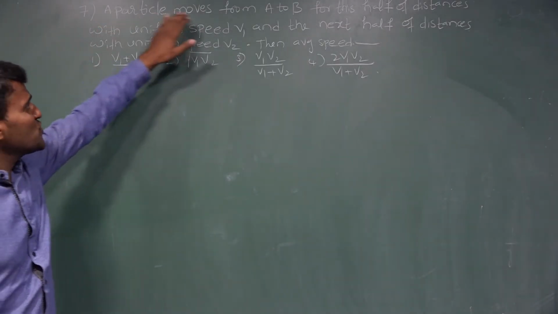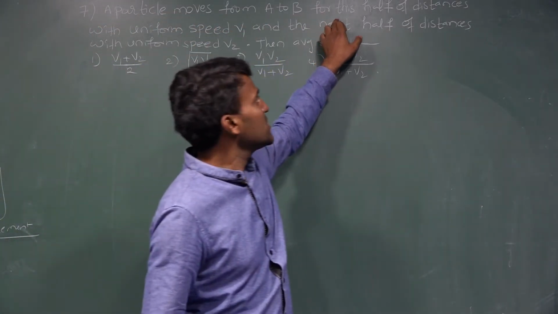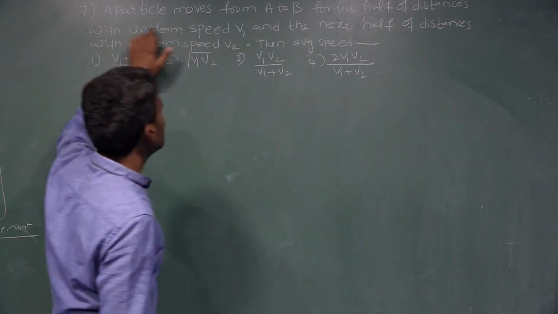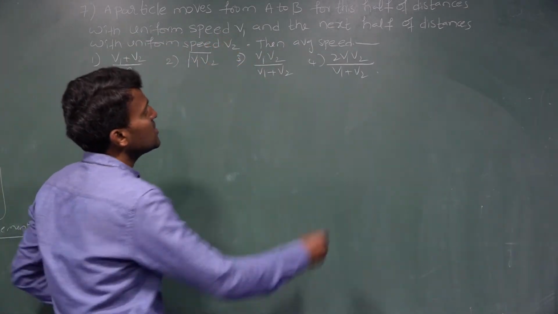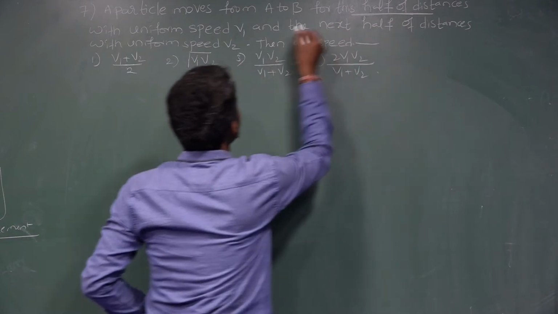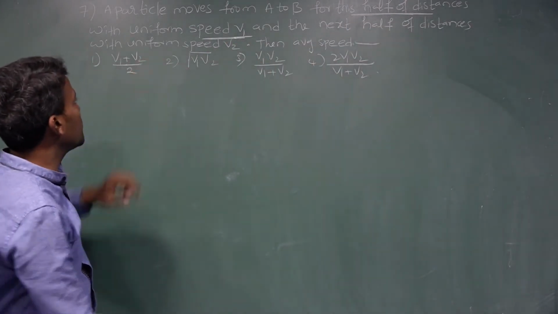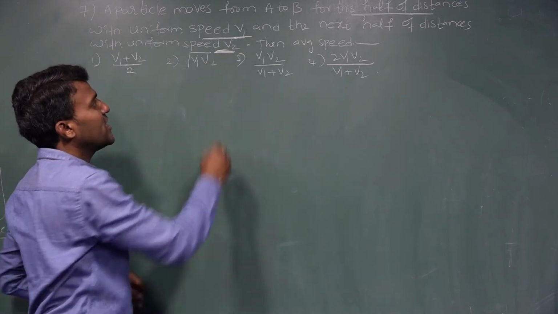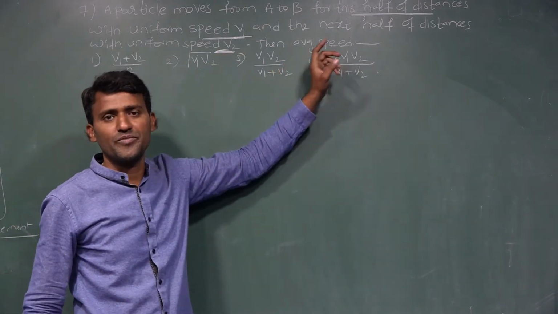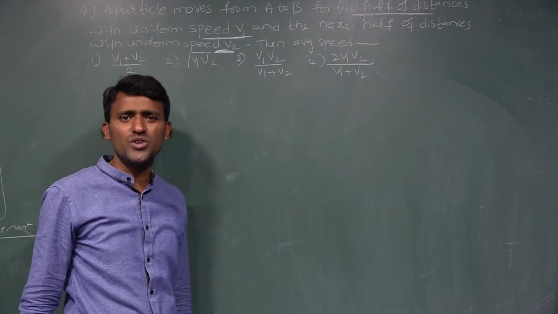A particle moves from A to B. For the first half of the distance it moves with a uniform speed v1, and for the next half of the distance with a uniform speed v2. Then we have to calculate the average speed.